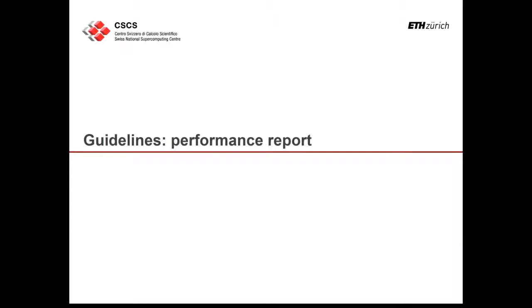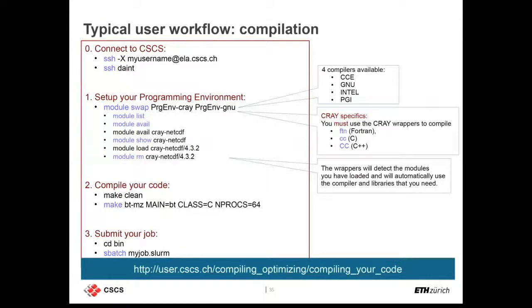In a typical user workflow, you will compile your code on the Cray. The first step will be to connect to the system, and you have to SSH first to Ela, and then you can SSH to Daint. Then you can set up your programming environment. On the Cray, we have 4 different compilers available. The Cray compiler is loaded by default, but if you prefer to use the GNU, the Intel or the PGI compiler, you can just module swap from one compiler to the other.